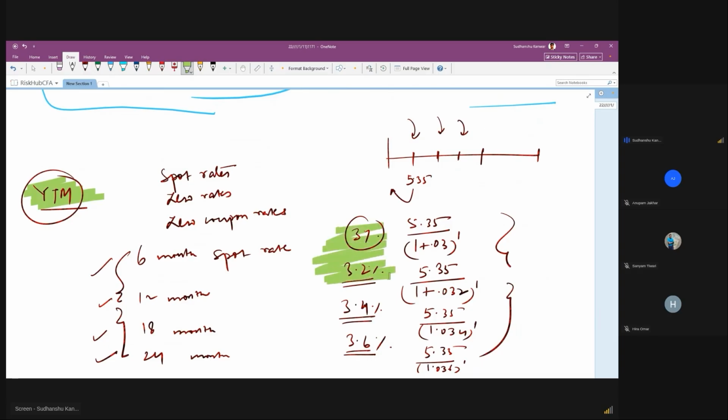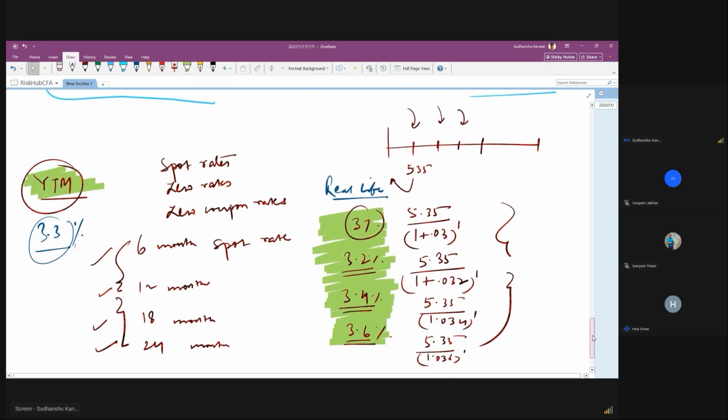I don't want 3, 3.2, 3.4, 3.6. This is real life stuff, and I don't want this kind of drama. I want you to tell me one rate which depicts everything. So that rate will come out, let's say 3.3. We are saying that YTM is 3.3, which is depicting the whole thing. Does it make sense?